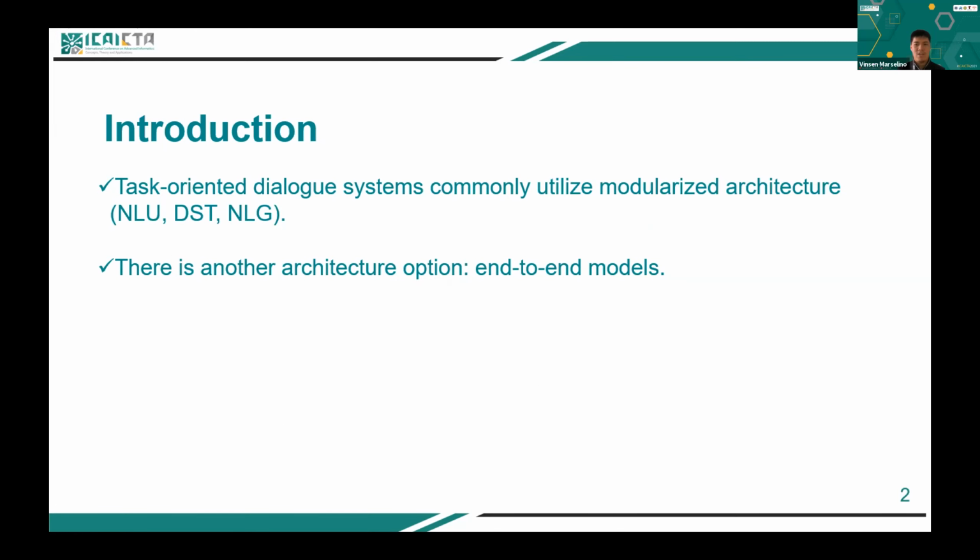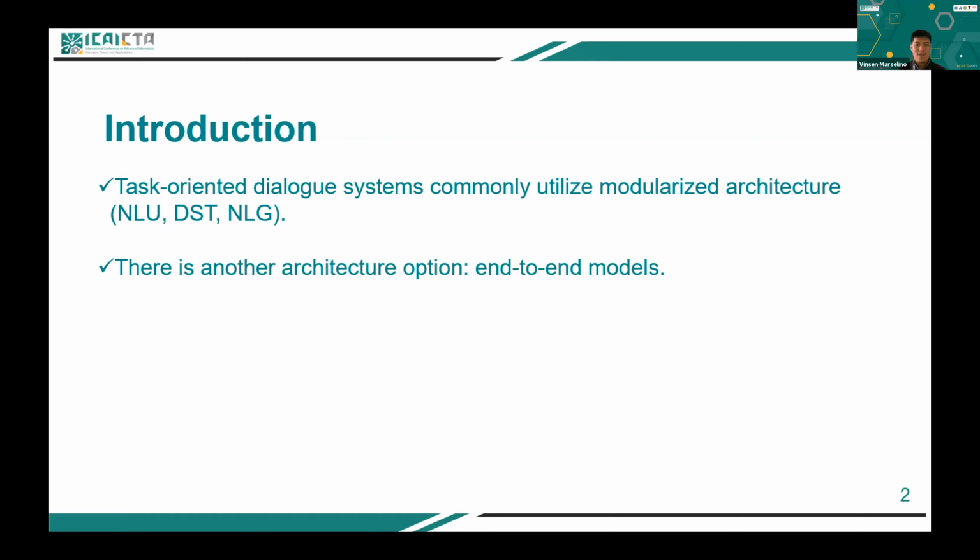A task-oriented dialogue system is a dialogue system that aims to do a task and solve a problem, for example, hotel reservation or restaurant booking. Commonly, task-oriented dialogue systems utilize a modularized architecture, which consists of NLU, natural language understanding, dialogue state tracking or DST, and natural language generation or NLG. The NLU module understands the intent of the user's input, or the meaning of the input that the user gives. The DST acts as a tracker of the current dialogue state, whether tracking the topic or tracking what entity is relevant to the dialogue. And the last one is the NLG module, which gives a response to the user based on the input.